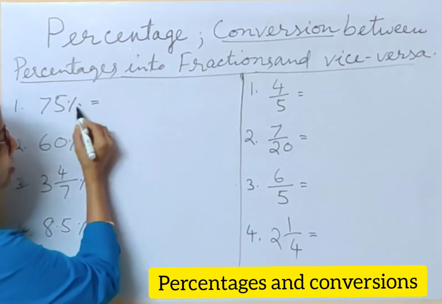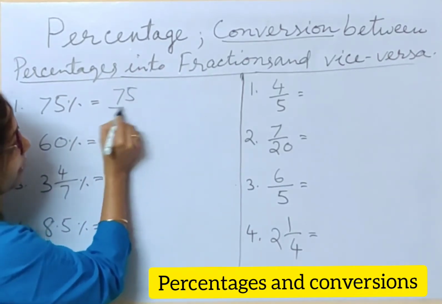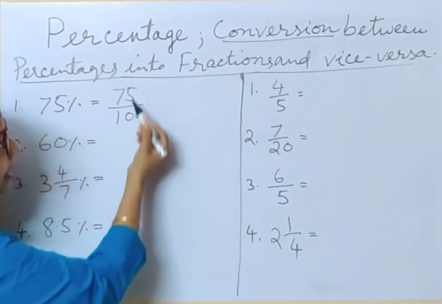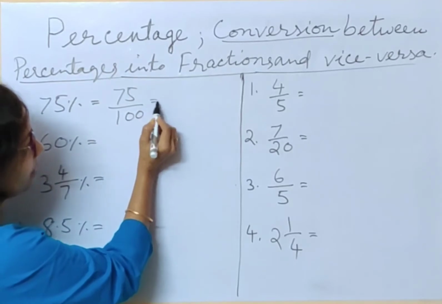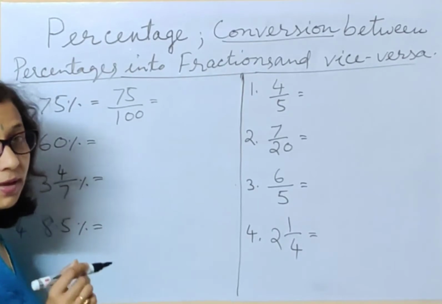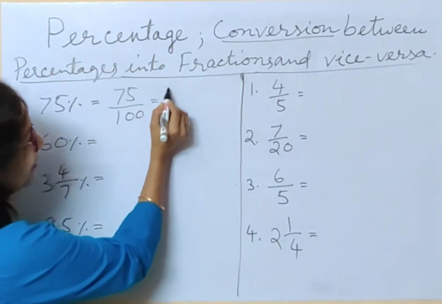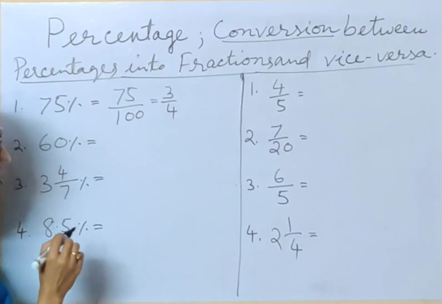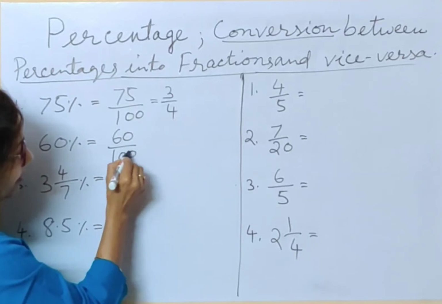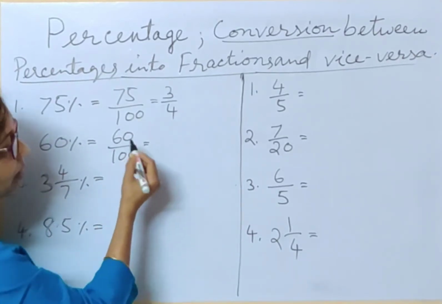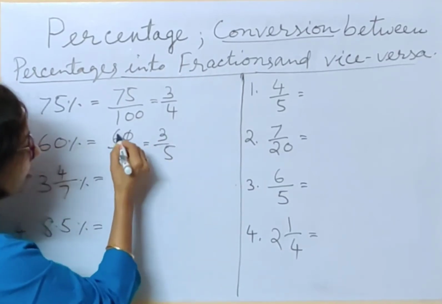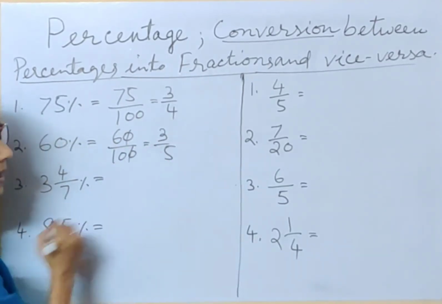75% we will do first. 75% means 75 divided by 100. So just remove the percent symbol and write 75 by 100. Now 75 by 100 is divisible, so we need to write the fraction in the lowest terms. It will be 3 by 4. Now 60%, it is 60 by 100. Again we will write it in the lowest terms. The zeros cancel, 3 sixes are 18... 3 to the 6, 5 to the 10. So 3 by 5.